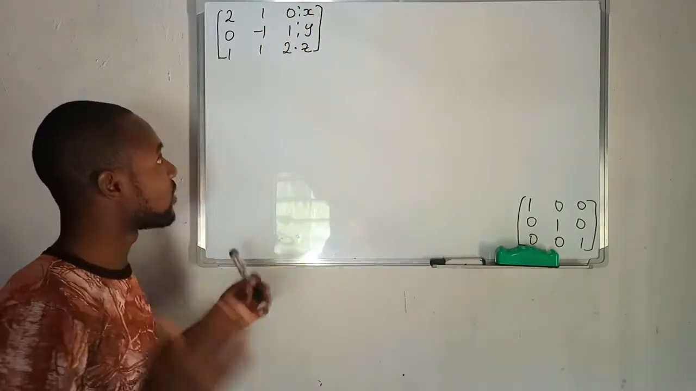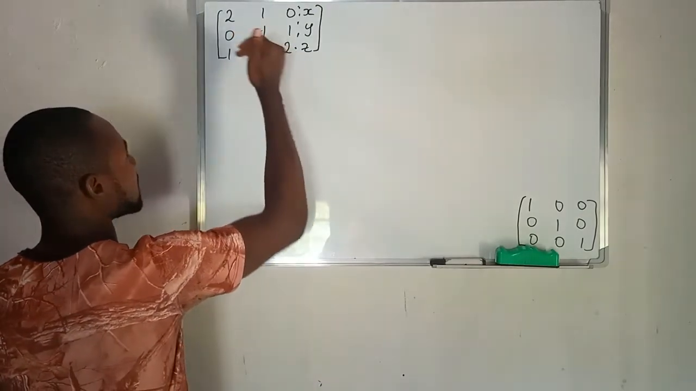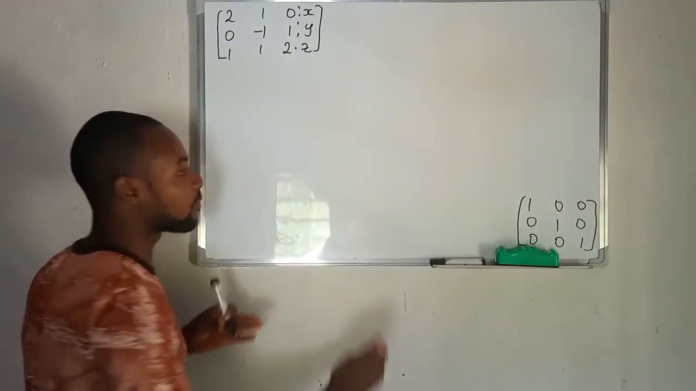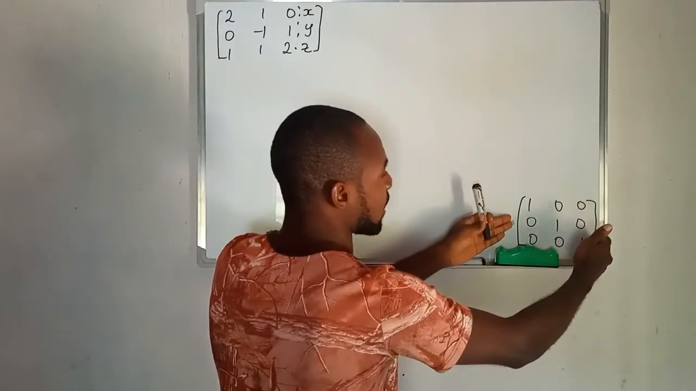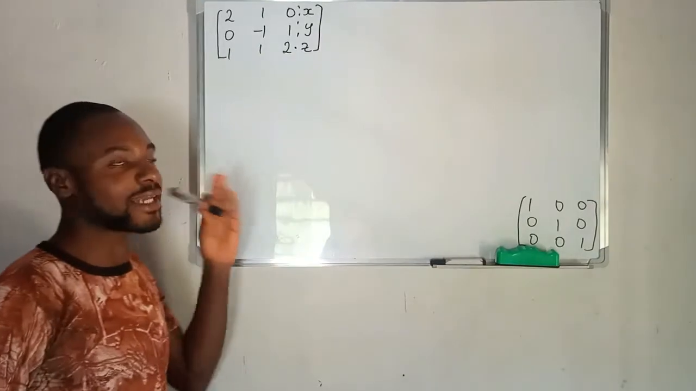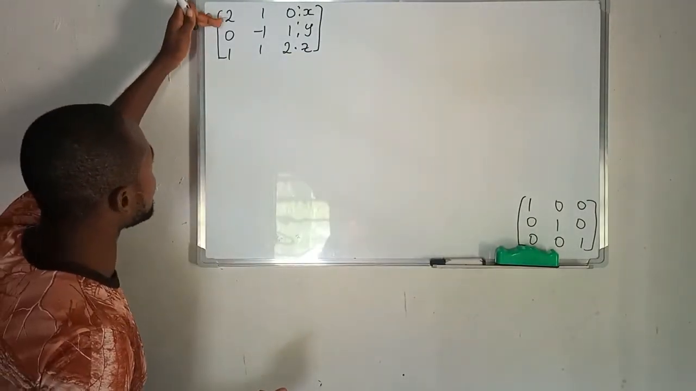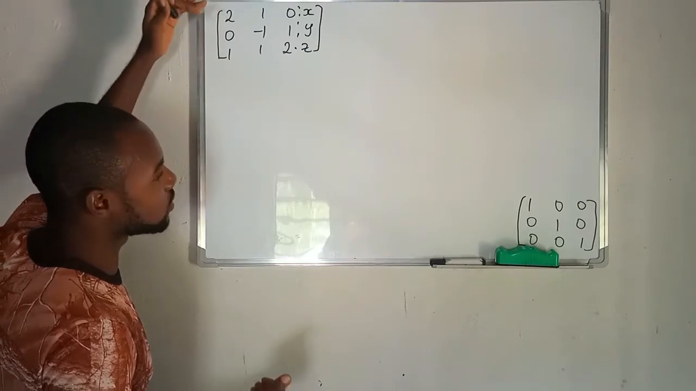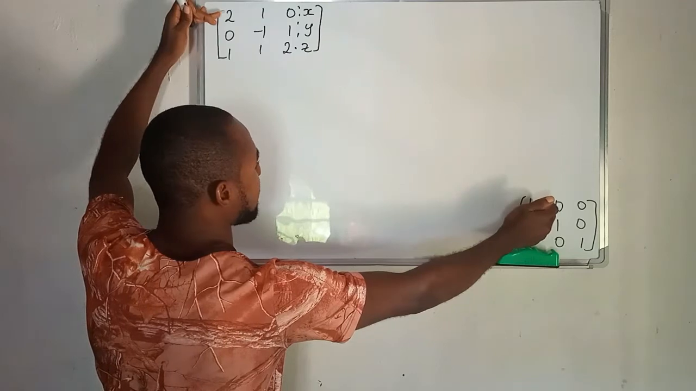So the next thing that I'm going to do is start the row reduction. I'll start reducing this matrix to its canonical form. So I'm going to try to make this matrix look exactly like what we have here, that is the identity matrix. And so the first thing that I'm going to do is look at this place. What we have here is 2, but I'll try to make it look like what we have here. And right here I'll have 1.